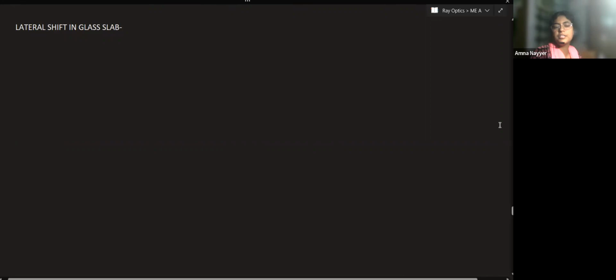So, lateral shift in a glass slab. The concept is the same, the formula you have to remember, and in the previous questions, you will find this. A glass slab will be present.